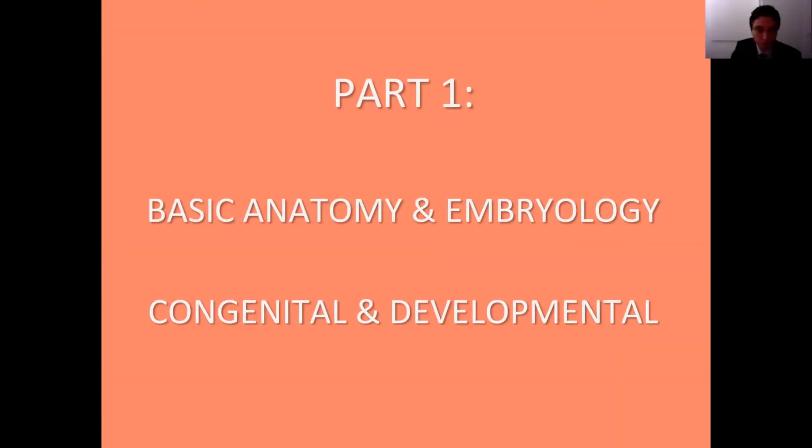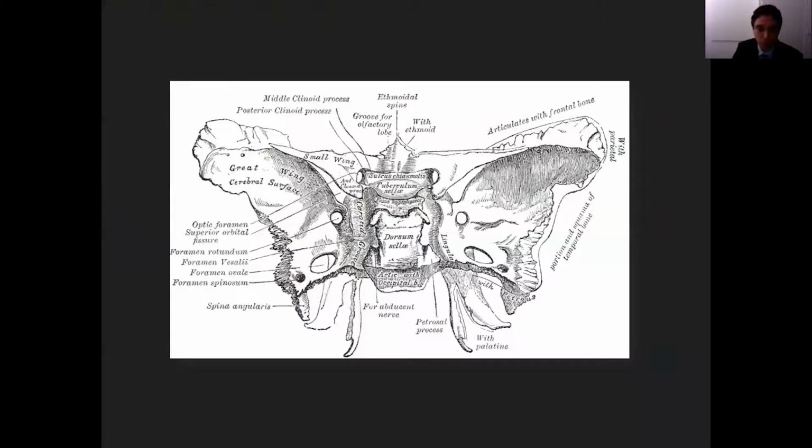Starting with the first part on basic anatomy and embryology, we'll be discussing some congenital and developmental lesions as well. The sellar and parasellar region is a fairly complex region of anatomy, and that is partially related to the complexity of the architecture of the sphenoid bone. The sphenoid bone has the shape of a butterfly or a bat with open wings.